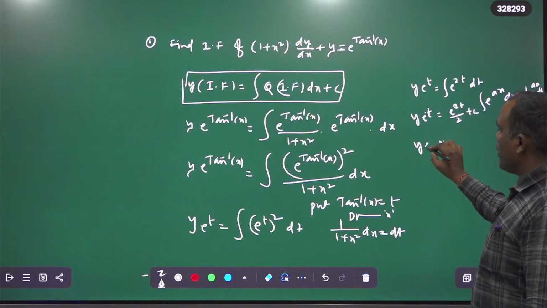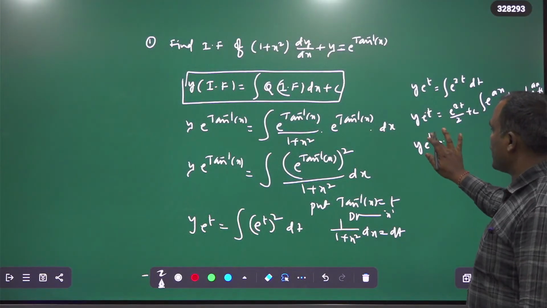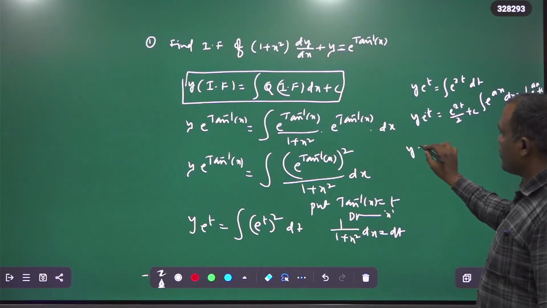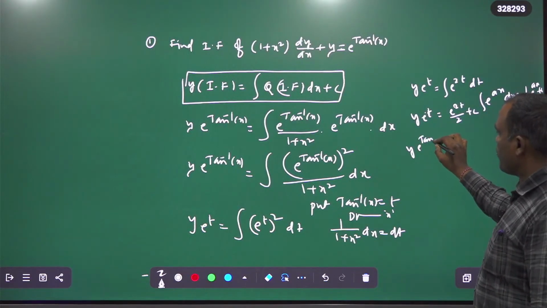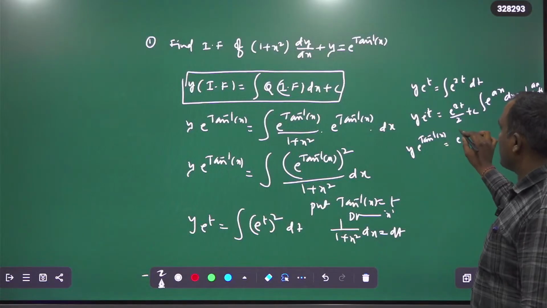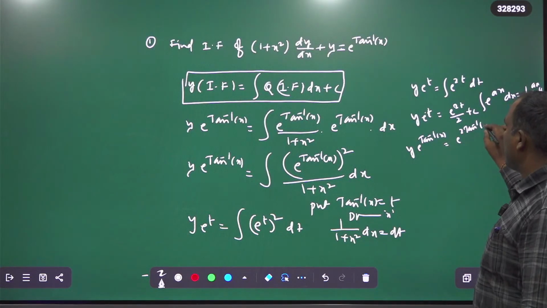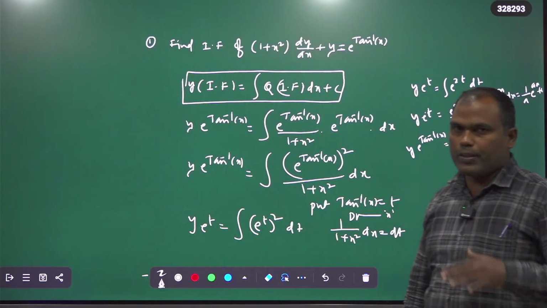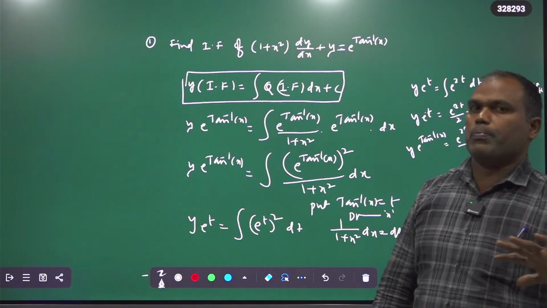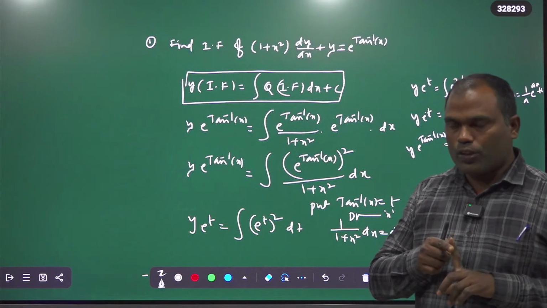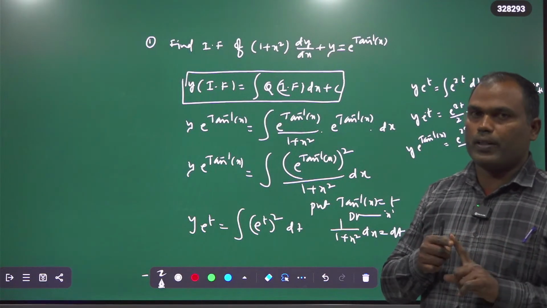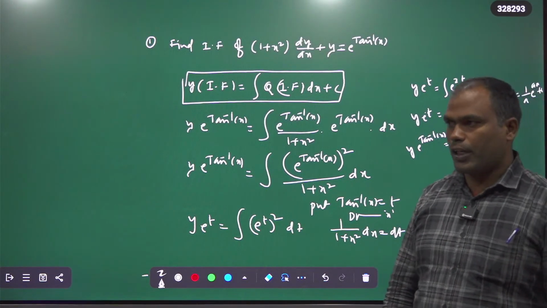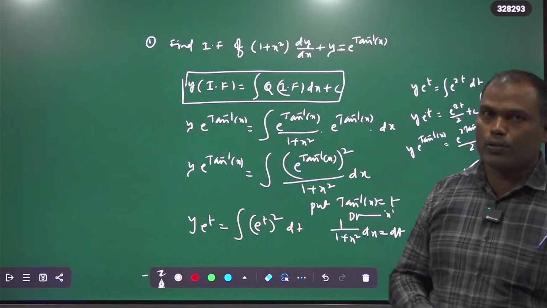After evaluating this integral function, you have to write the back value of t, which means e to the power of 2 into tan inverse of x, by 2, plus c. This is the solution. Today we discussed only basic concepts. Every concept, I can explain each and every problem. Thank you. If anybody has a doubt, you can ask. No issue.